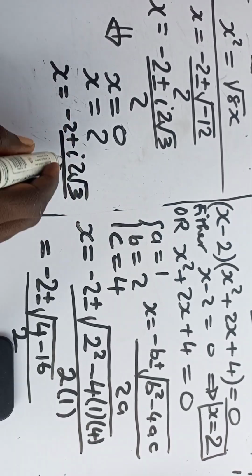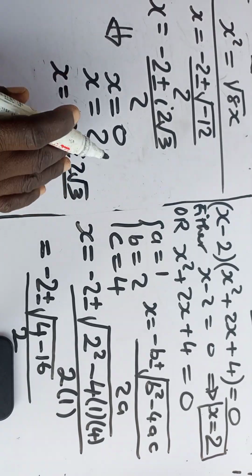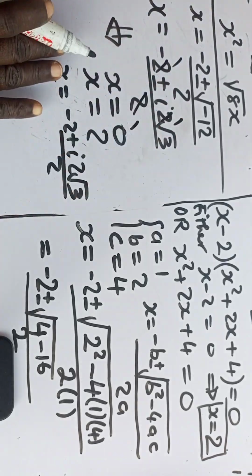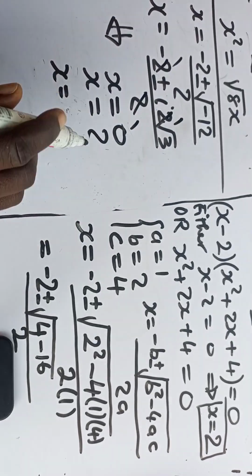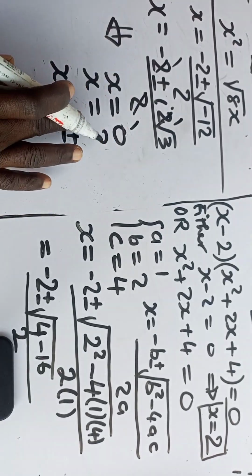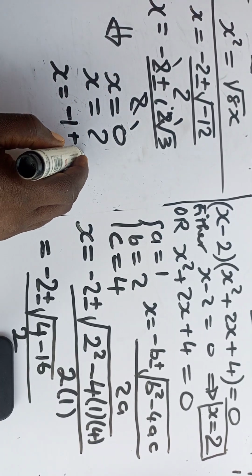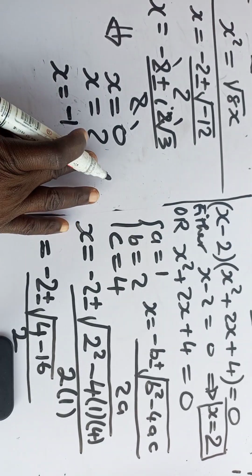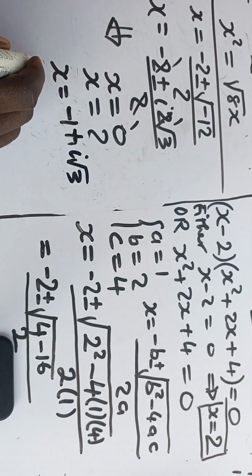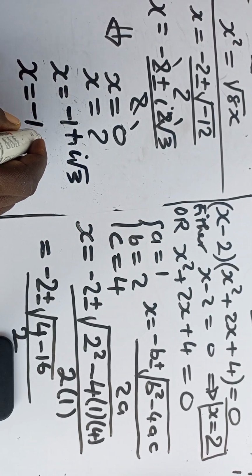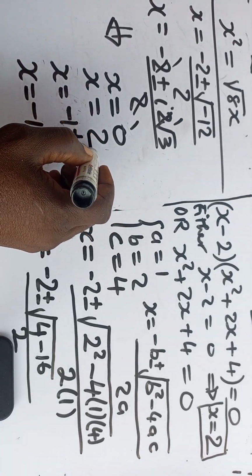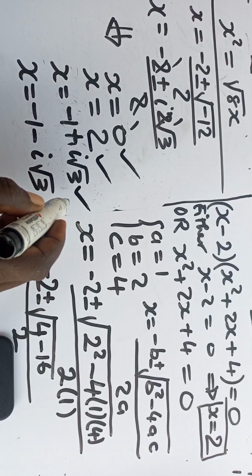Of course, you can see 2 is common, so we can simplify this. This simplifies to x equals negative 1 plus minus. We are listing the solutions already, so it should be x equals negative 1 plus i root 3. Then the last solution, x equals negative 1 minus i root 3. We have our 4 solutions: x equals 0, 2, this, and this other one.